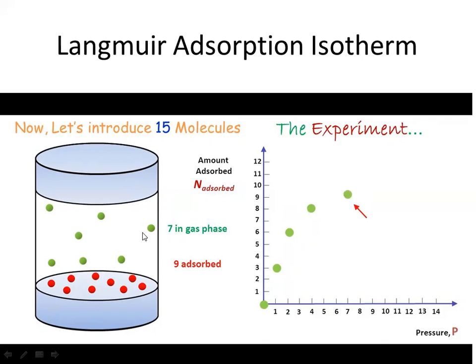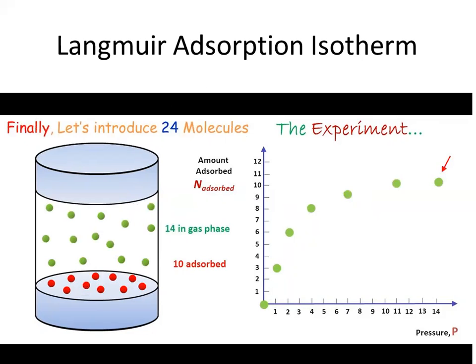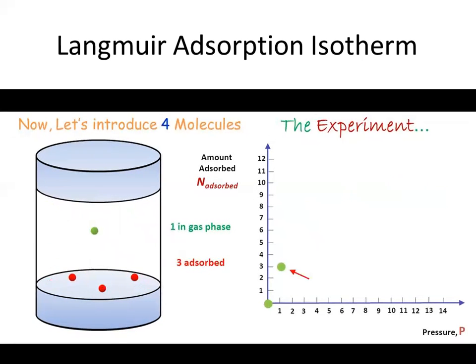So let's see another slide. You have introduced 24 molecules. Now equilibrium is again established with the adsorption of 10 molecules, and 14 are left which are not adsorbed, that means they are in the gaseous phase. So actually what is happening, just look, starting with the 4.